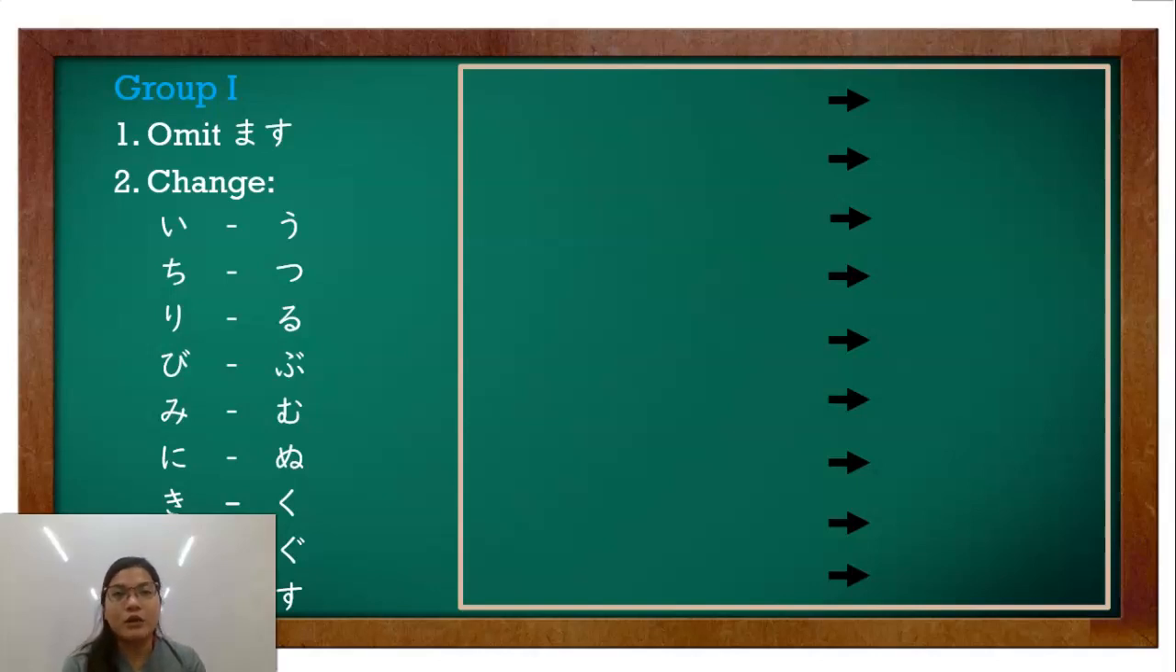This is called the dictionary form because ito yung lagi mong makikita sa dictionary ng mga verbs. So hindi ka makakakita ng nakamasu or nakanai form or nakate form sa verb, but this is the form of the verb that you can see mostly in dictionaries. It is important that you know this one because aside from being the dictionary form, this is the casual form of the verb. Okay? So let's start from group 1.